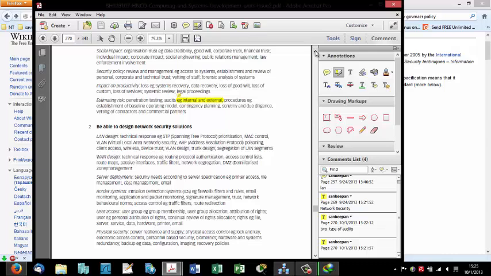What is audited? Policies are being audited. Policies, standards, guidelines, compliance, controls are being audited.